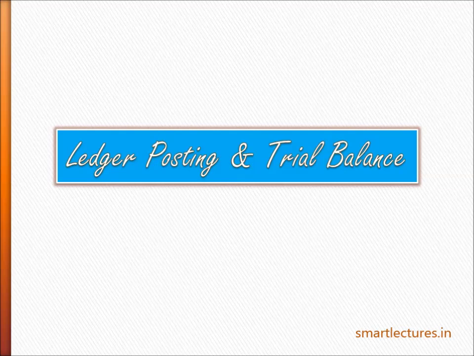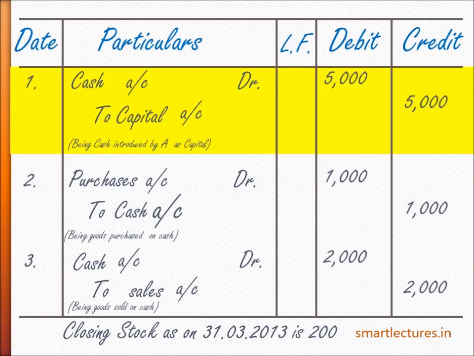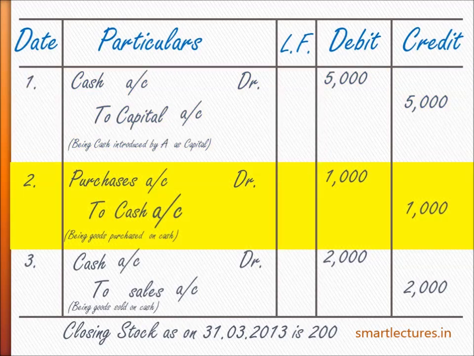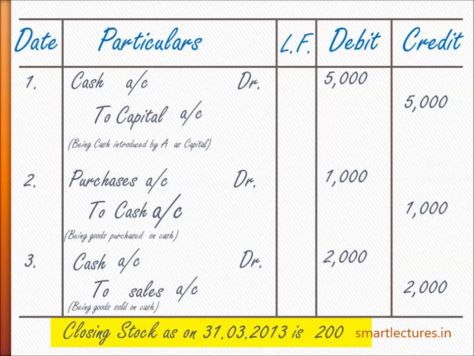Now let's take another question. These questions are all based upon the last segments. There were 3 journal entries: cash account debit to capital account rupees 5,000, purchase account debit to cash account rupees 1,000, and journal entry number 3, cash account debit to sales account rupees 2,000. Closing stock as on 31st March 2013 rupees 200.